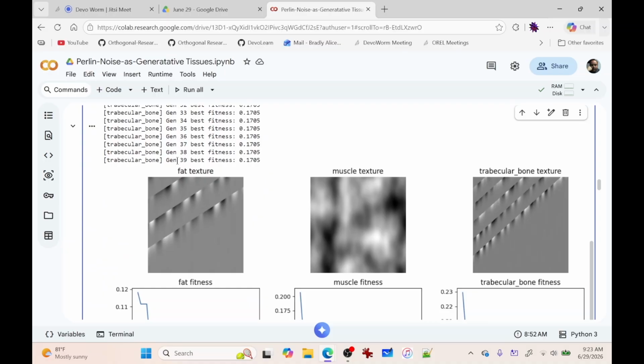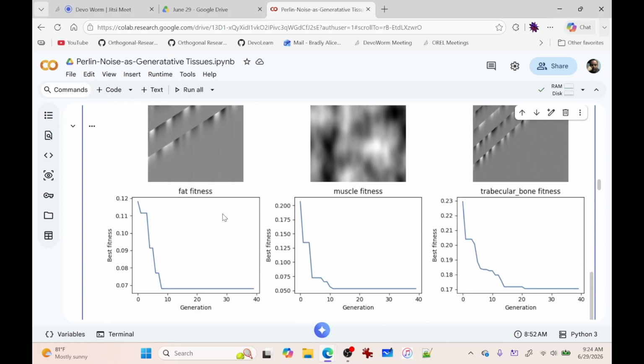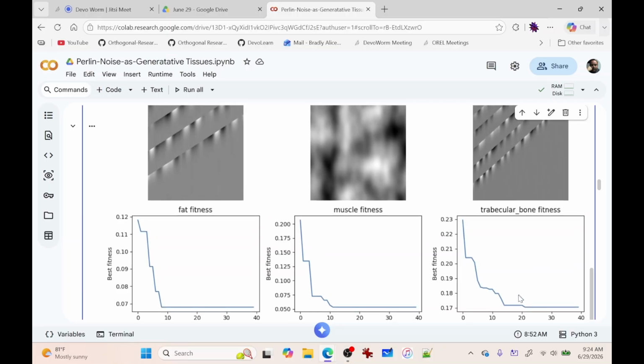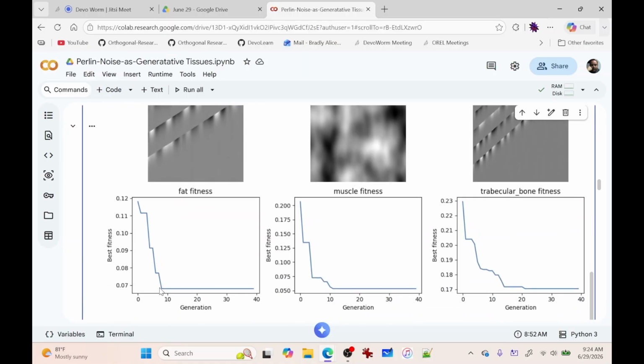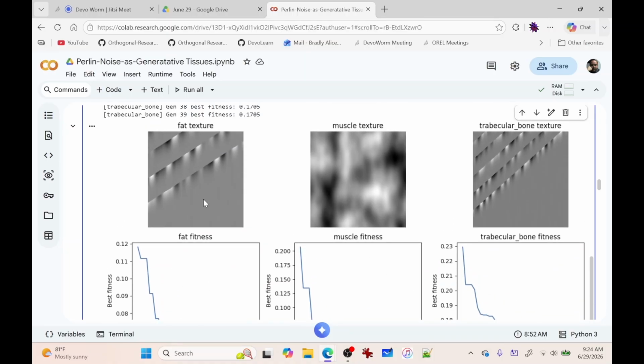So we run for, I guess, 39 generations, which isn't a lot, but it gives us this best fitness of 0.1705. So the algorithm converges here at 39. And so you can see the graph here where for each tissue type, you have a fitness function that converges at around 10 generations. For trabecular bone, it's a little longer. For fat, we actually expect it to be really short because it's not evolving very much. And you can see in fat, you have this limited anisotropy. You have kind of like these bands.